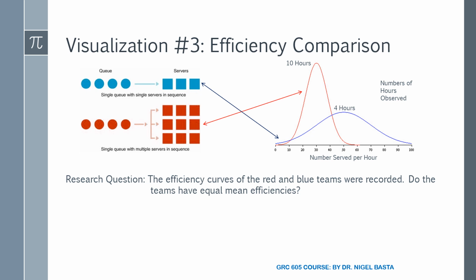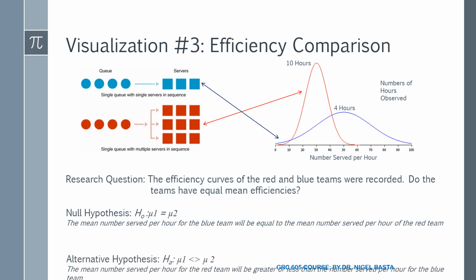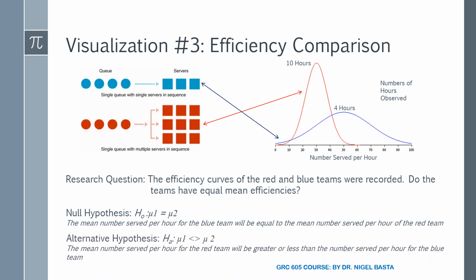Based on the visual representation of the data collated, it is clear that the mean for the red team is not equal to the mean of the blue team. So whereas the null hypothesis would seek to predict that the mean number served per hour for the blue team will be equal to the mean number served per hour of the red team, the alternative hypothesis will be that the mean number served per hour for the red team will be greater or less than the number served per hour for the blue team.